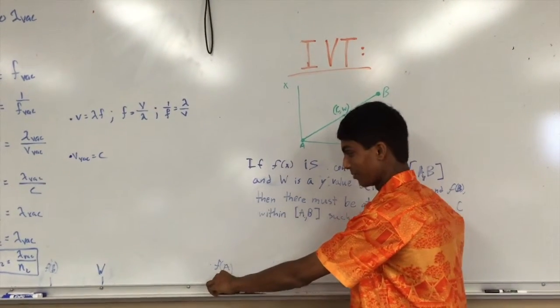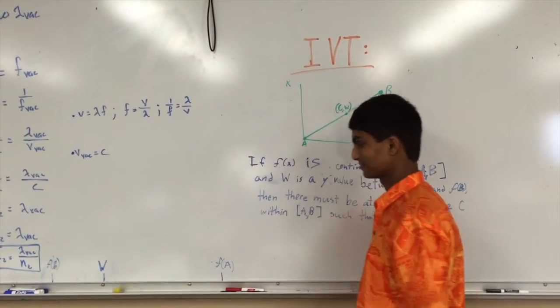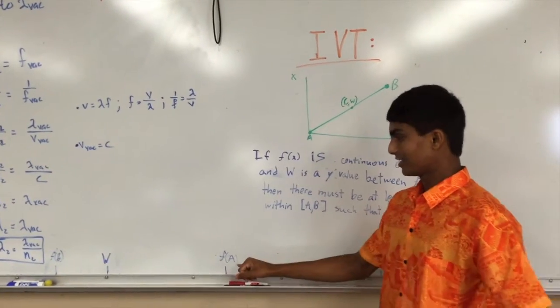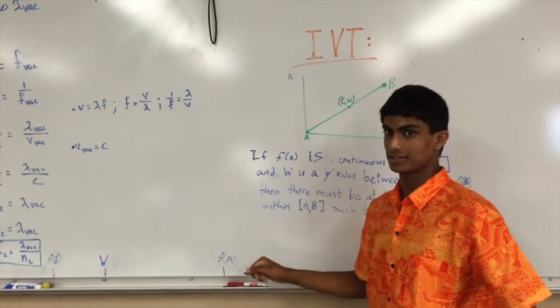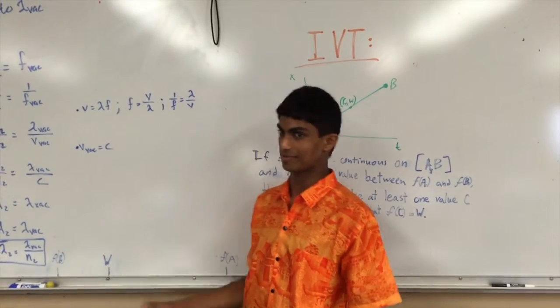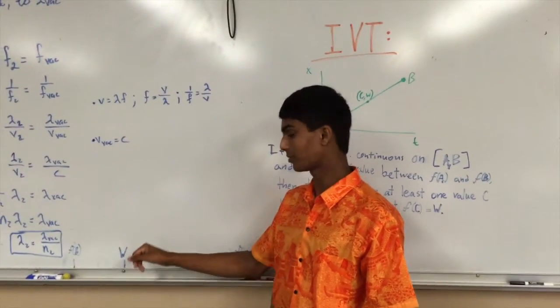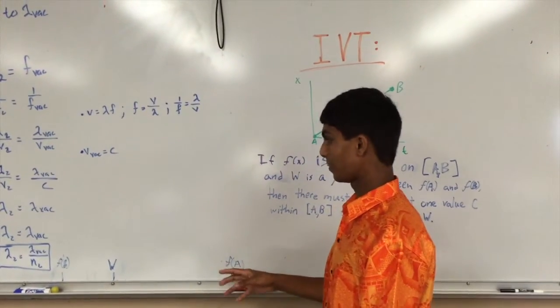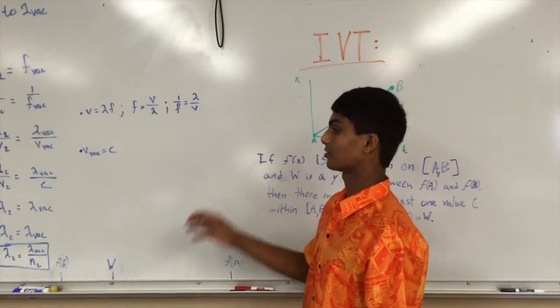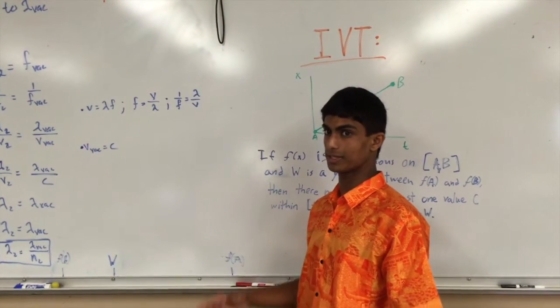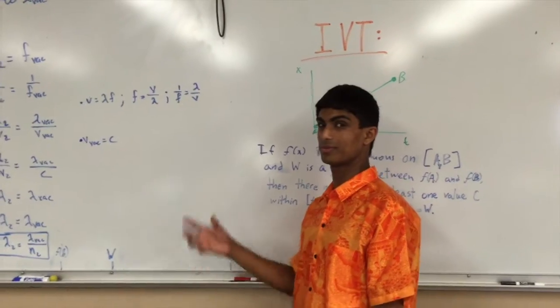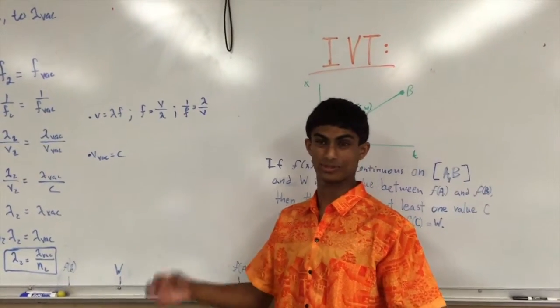When I roll the ball, it starts at f of a, a time value, and ends at f of b, a time value, and crosses a position point W. The ball must cross this point W at some point in time, which is equal to c.